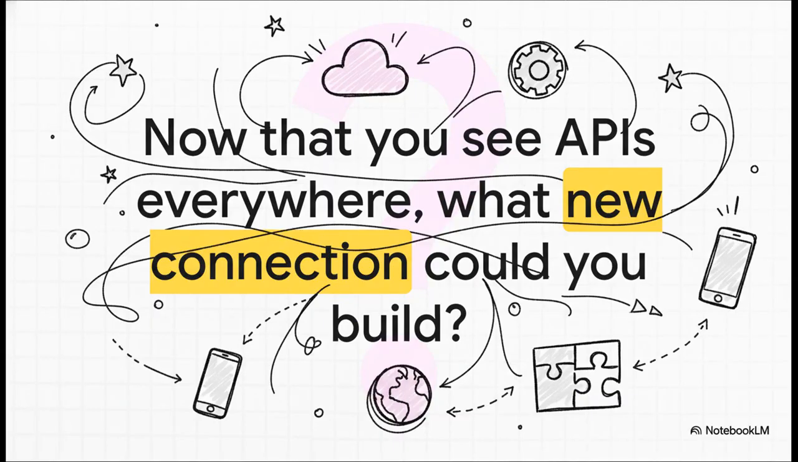So there you have it. From a simple idea to a real-world example, APIs are literally the invisible threads that weave our entire digital world together. They're the middlemen, the translators, and the engines that make all this incredible technology possible. So the real question is, now that you know the secret, now that you can see these connections everywhere, what new connection could you build?